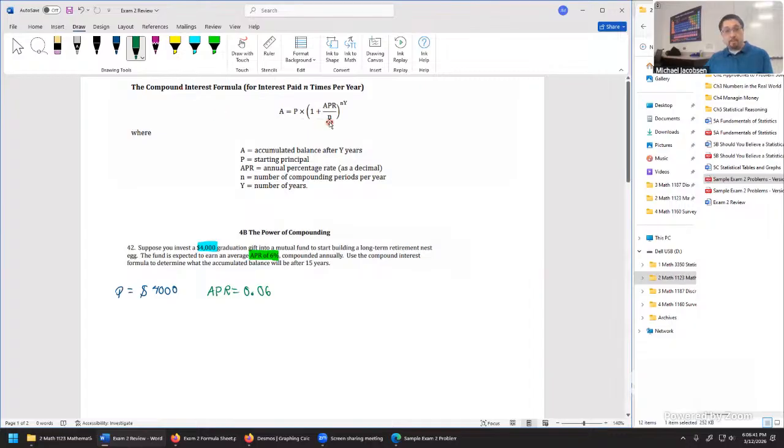Now, we need to know how many compoundings there are going to be. When it said compounded annually, this implies that the n that we see in the formula is 1, and n is the number of compoundings per year. So if it says annually, it's a 1, and the formula just simplifies. We're going to just imagine 1 isn't even there. So that's a nicer version of this formula. We want to find the balance after 15 years. So the 15 years here is the term of the loan, or rather the investment. So y equals 15 years.